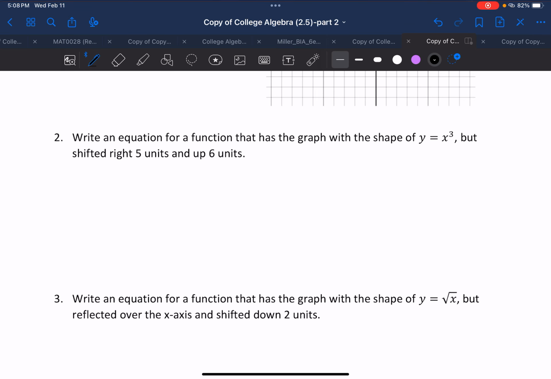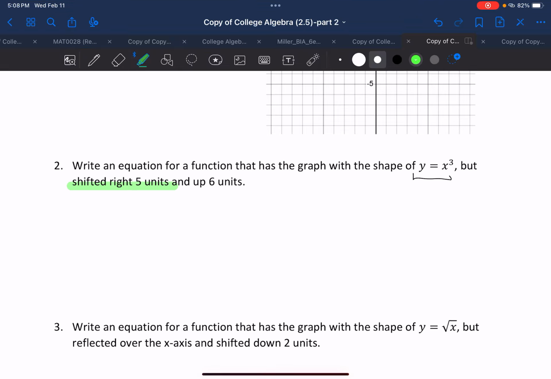Okay, then number 2 says write an equation for a function that has the graph with the shape of y equals x cubed, but shifted to the right 5 units and up 6 units. So now they're giving me a base graph of x cubed, and they want me to find the new graph that used that x cubed and shifted it right 5 units and up 6 units.